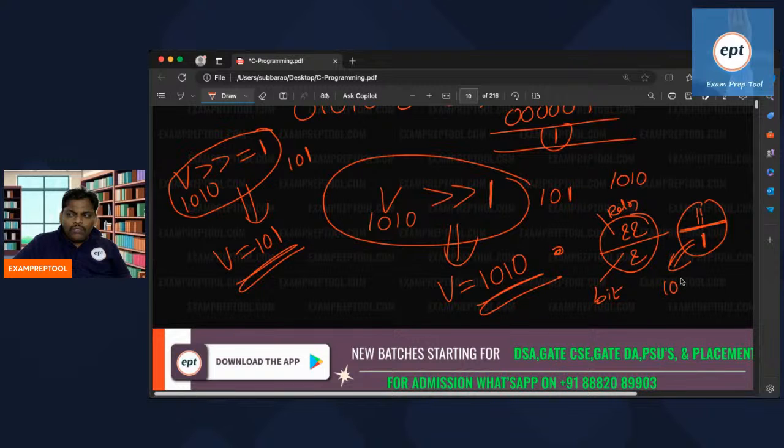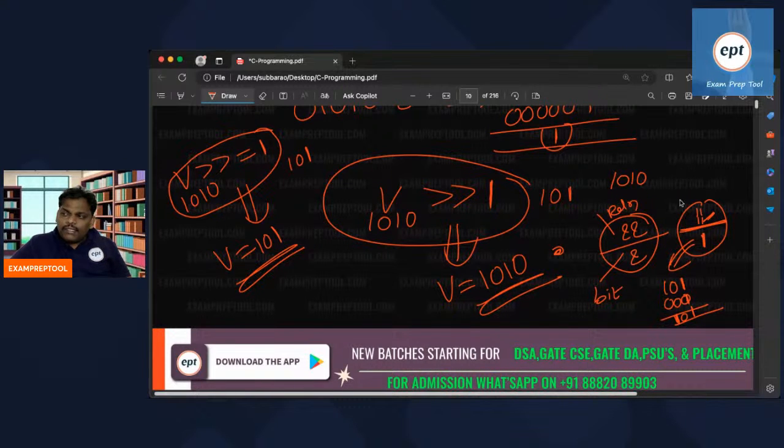1010. See this one. 101. Right? OR operator: if anyone is 1, the result is 1. You know the OR operator, Boolean, right? Normal OR operator. Anyone is 1, then 1. This is the relational OR operator.